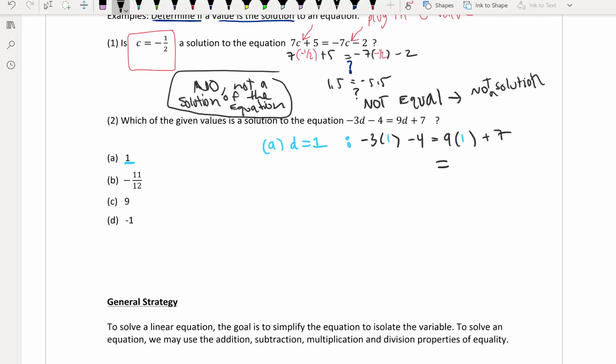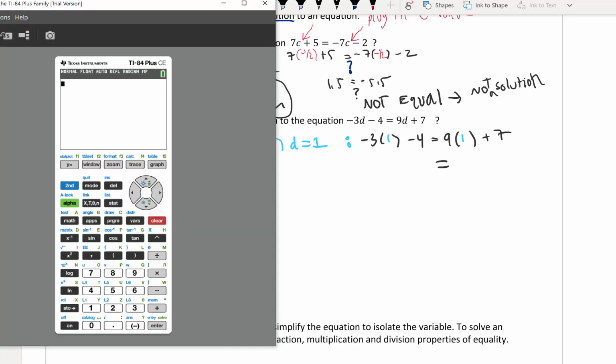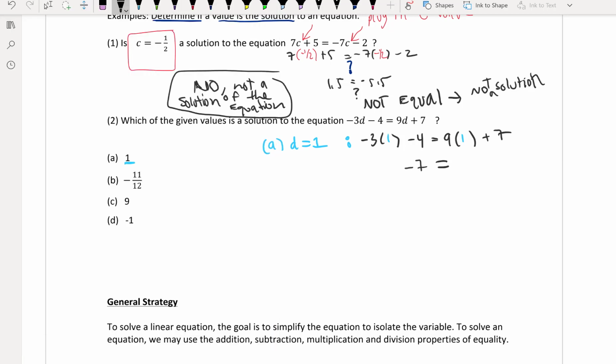So I'm going to go ahead and bring up that calculator again. So it's a negative 3 times 1 minus 4. And we're going to get that that's negative 7. So I'm going to go ahead and plug it in for the other one. So 9 times 1 plus 7. So that's a 16. So I have one side equal to negative 7 and the other side equal to 16. So are these values equal to each other? No. So A is not a possible solution.